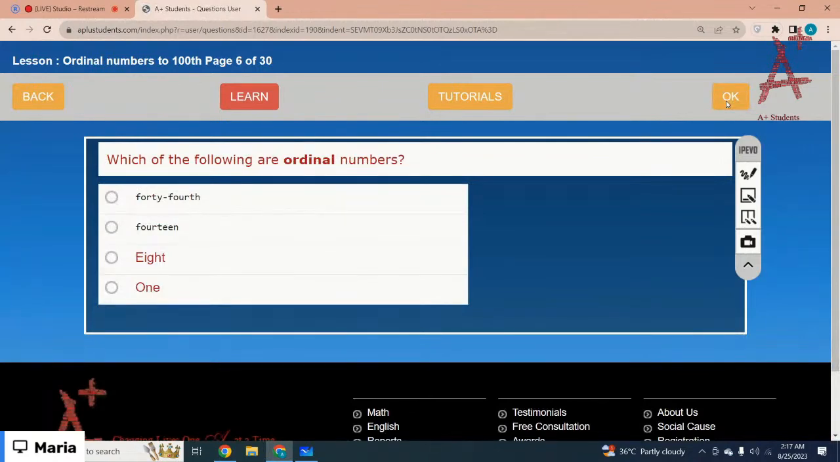Which of the following are ordinal numbers? Which is the correct option? Ordinal 44th, 14, 81, which is the correct option? 44th is the ordinal. The first option is the correct option.